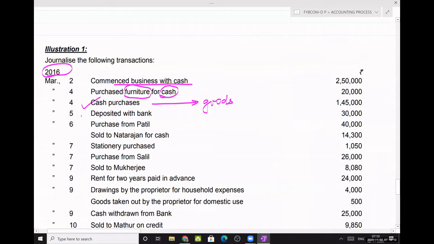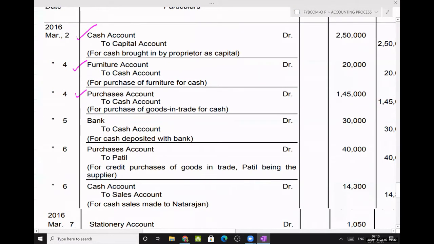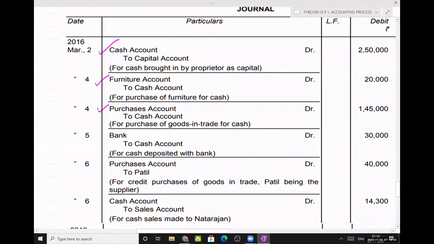Next, deposited, withdrawn. What? Obviously cash. So here two important things are cash and bank. Cash is a real account and bank is a personal account. The bank is the receiver of benefit. From the proprietor's point of view, cash went out of his business and went into the bank. Bank is the receiver. So personal account debit the receiver, credit the giver, the cash.